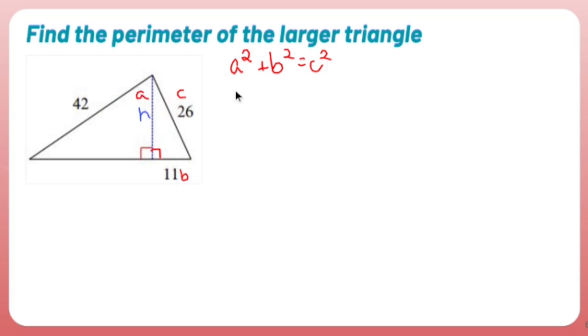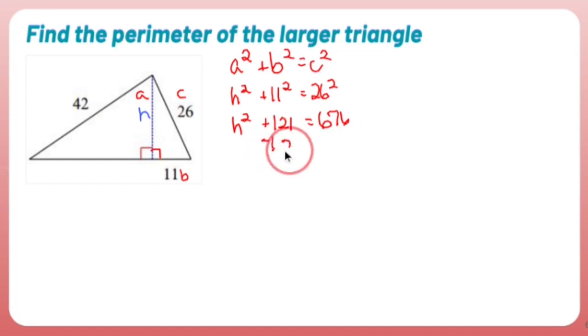So a is h, so h squared plus 11 squared is going to equal c, which is 26, so 26 squared. H squared doesn't change. 11 squared is 121. That's going to equal 676. Now, in order to get h all by itself, I have to get rid of the 121, and I do that by subtracting 121. I was getting ahead of myself. Got excited there. So let's subtract 121 from both sides.